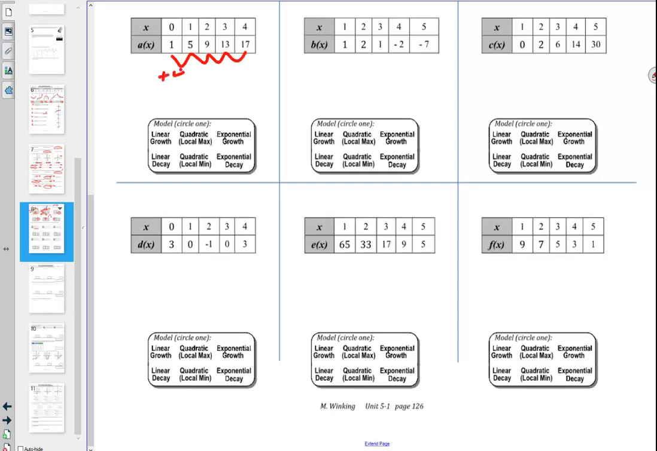There is a common difference here of +4, +4, +4. So obviously this is linear. The common difference we've made before the analogy where it's like slope. Because this is going up, because the slope is positive, is it a linear growth or decay?